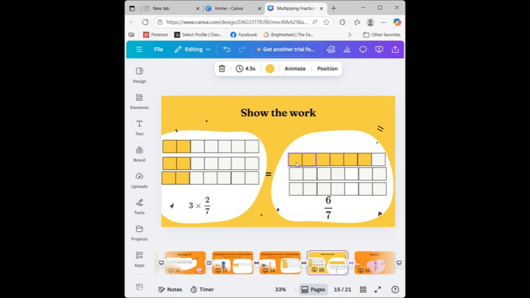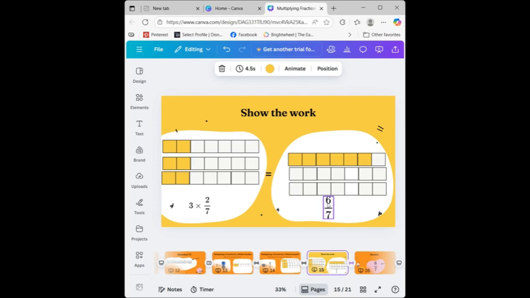So let's see if we still have 7 in a group. So we have 1, 2, 3, 4, 5, 6, 7. Okay, we do have all 7 in a group. So that means the denominator is staying the same. It is still 7. But now let's count all the shaded in parts to find the numerator. And it's 1, 2, 3, 4, 5, 6. So the numerator must be 6.